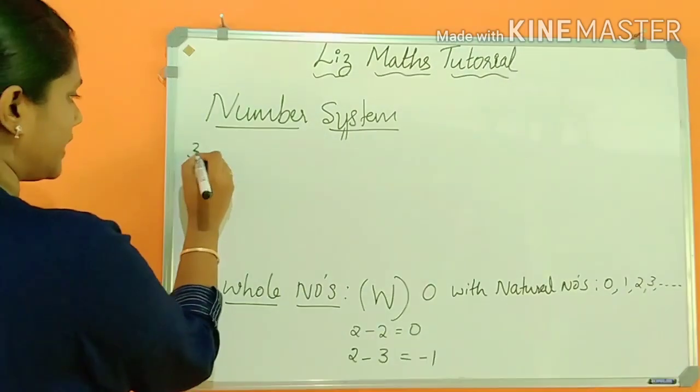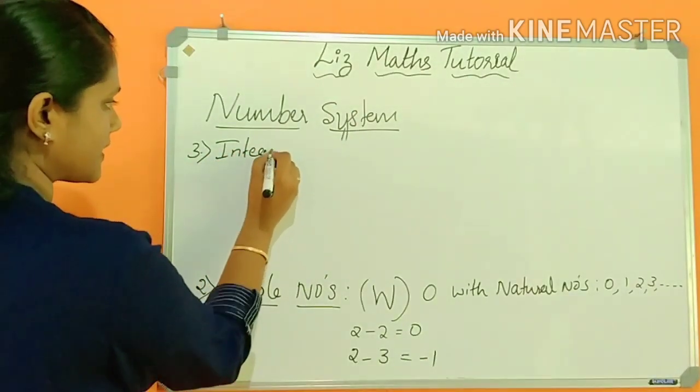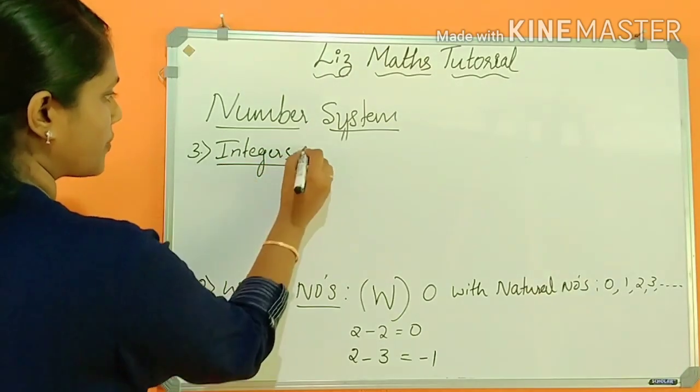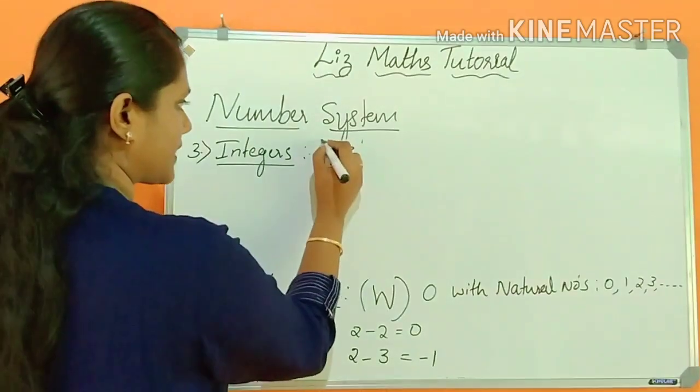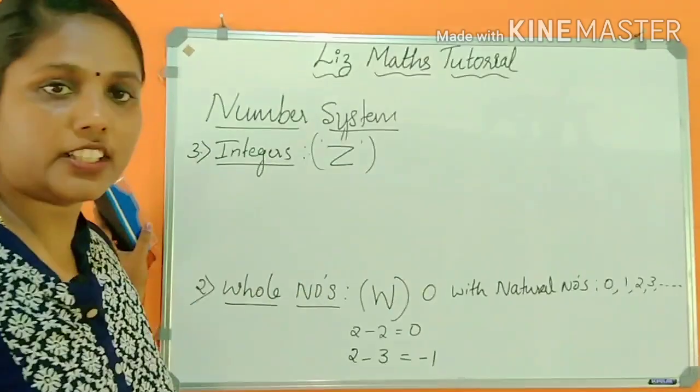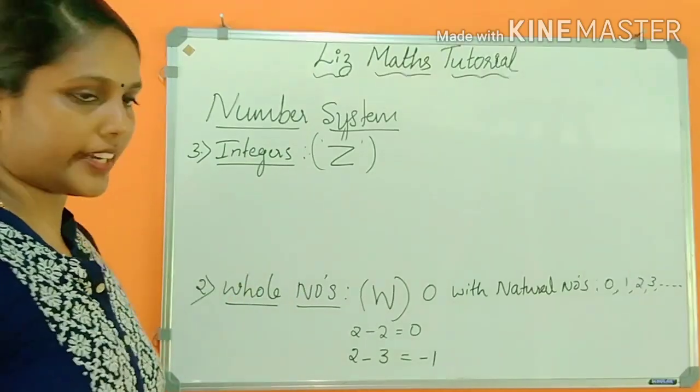So the third one comes in the name of integers. We denote it by the letter Z. Clear? We denote it by Z or I. So here, integers. What are integers?